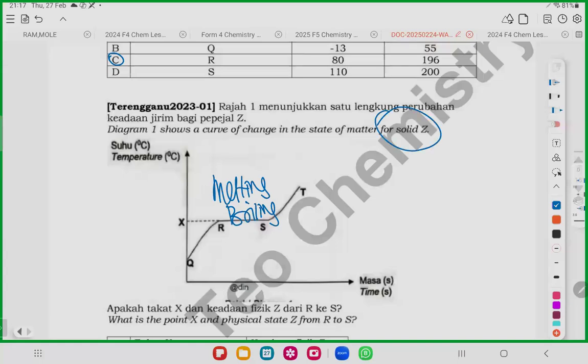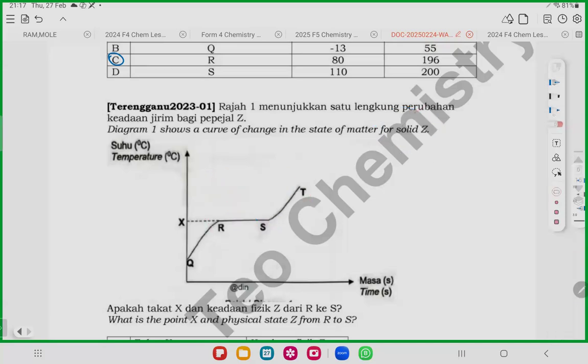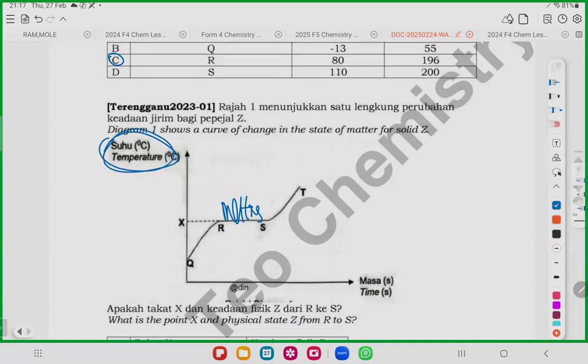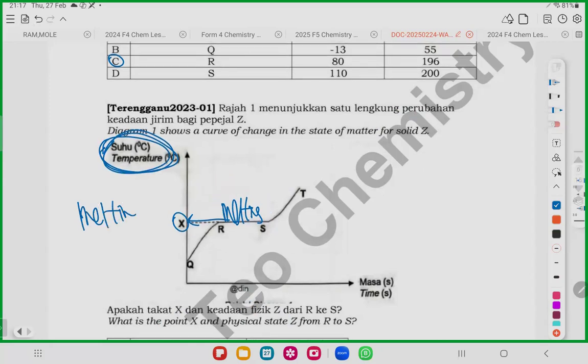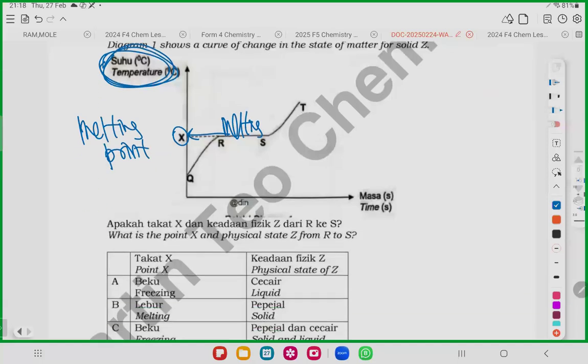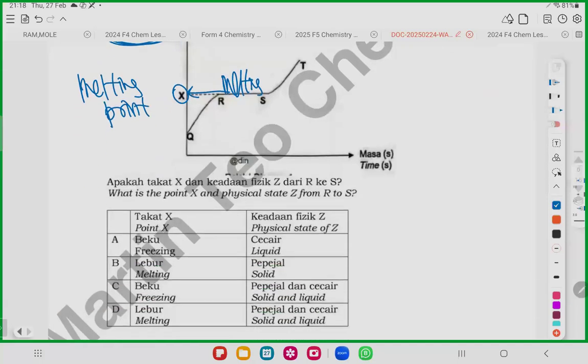So solid, when you heat it, melt or not? So it's a melting. Yeah, this is melting. All right. So what is the point X and what is the physical state? Point X is the temperature when the melting occurs. So this point X should be your melting point, the temperature where melting started. So X should be melting point. Okay, so the process is melting.